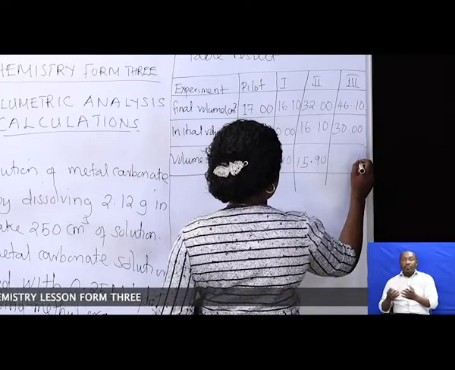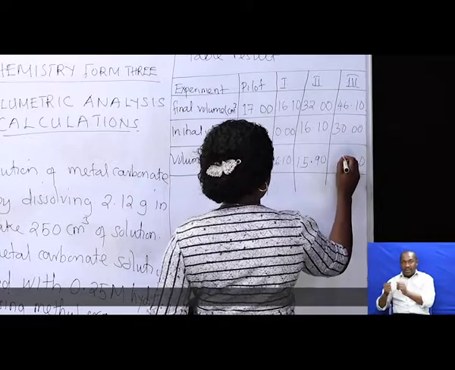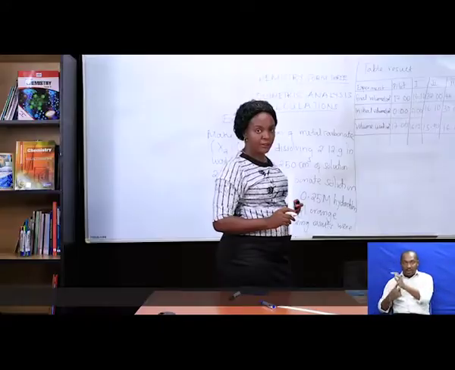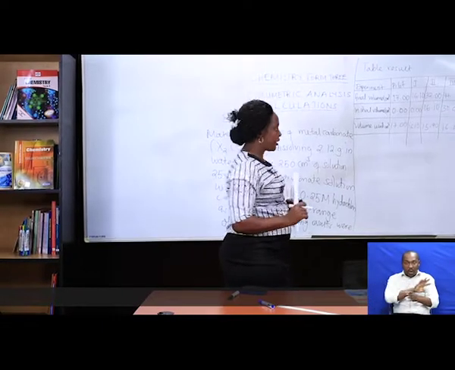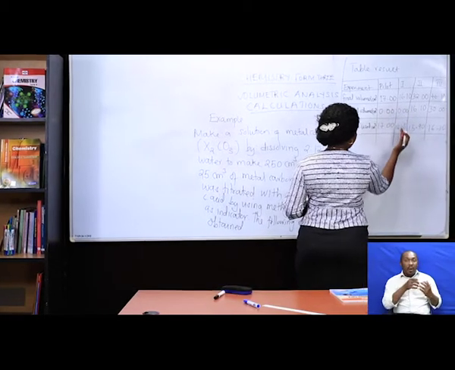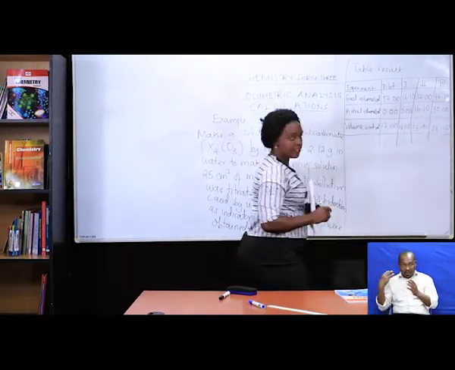And this is 0. 1 minus 0 is 1. 6 minus 0 is 6. This is also 1. So the volume used for every experiment is already recorded. Now we have the volume used for the pilot, for the first experiment, for the second experiment, and this is for the third experiment.